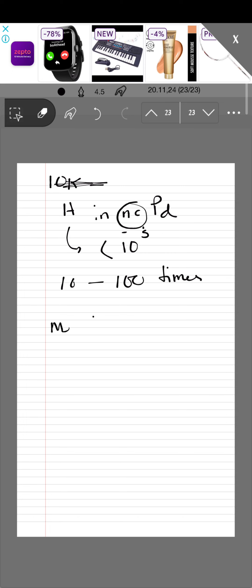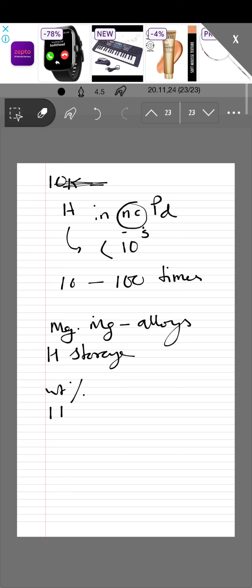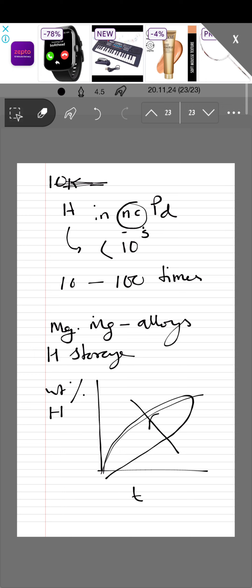Similarly, magnesium and magnesium-based alloys, which are also used for hydrogen storage applications, the weight percent of hydrogen, if plotted with respect to time, we can see that with the decrease in particle size, there is a mixed trend. So this is how the plot will look like. So there's an increase and there is a decrease. However, with increase in particle size, the solubility of the hydrogen increases.